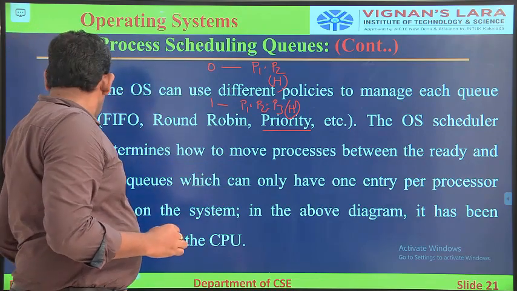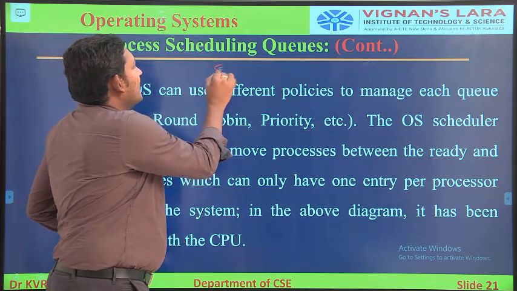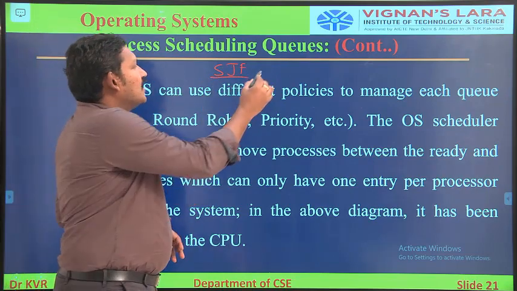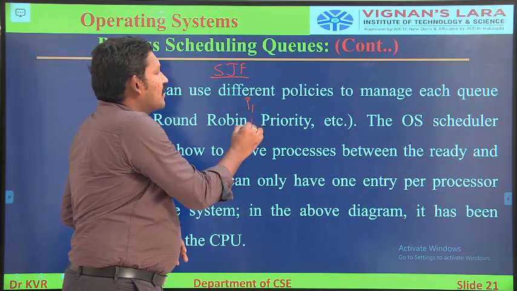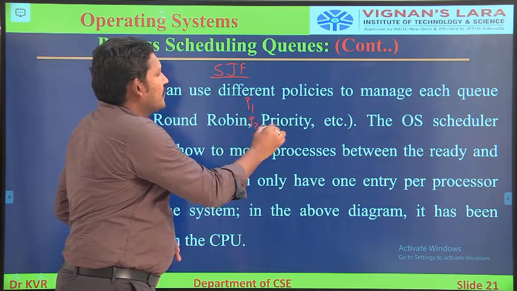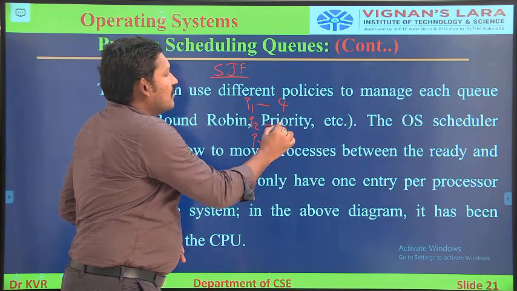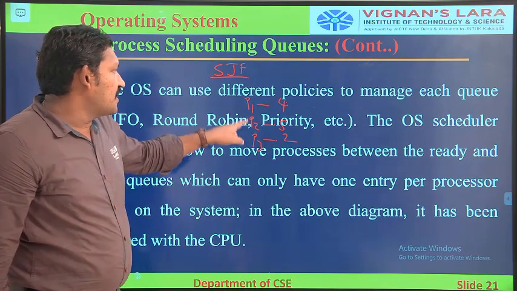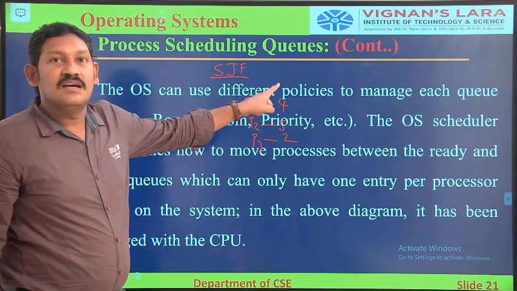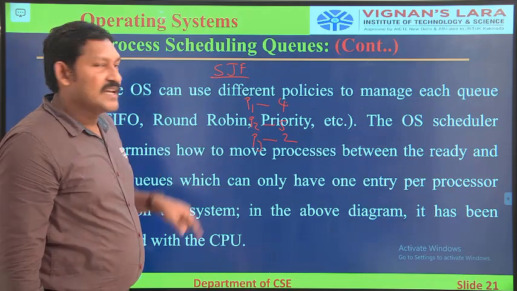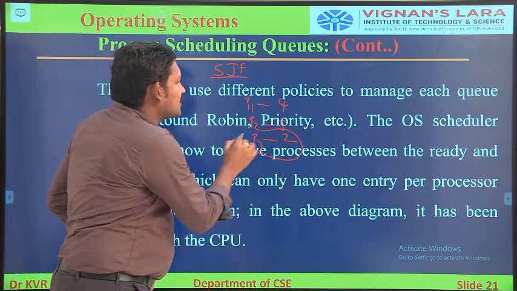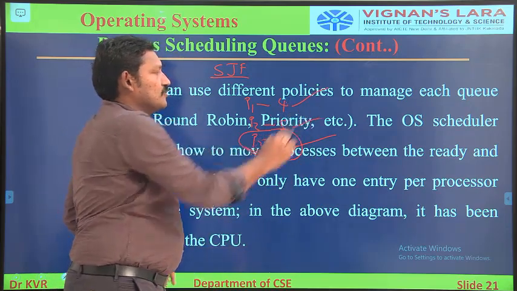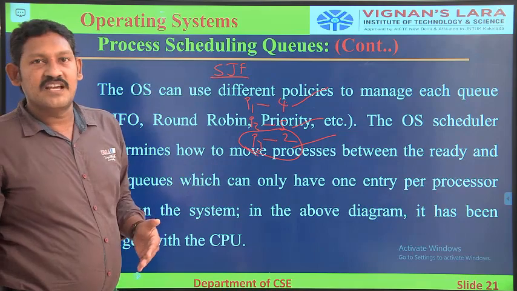And we have one more, SJF, shortest job first. Suppose you have processes P1, P2, P3 with burst times 4, 5, 2. We have to identify the process with the least burst time. In this example, P3 has the least burst time, so P3 has to be executed first, then P1, then P2. That is how the process takes place.